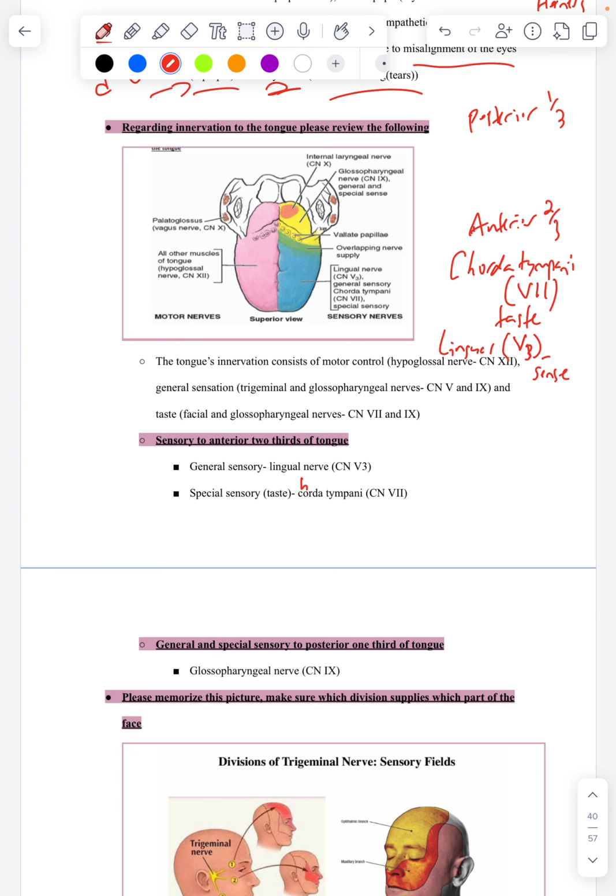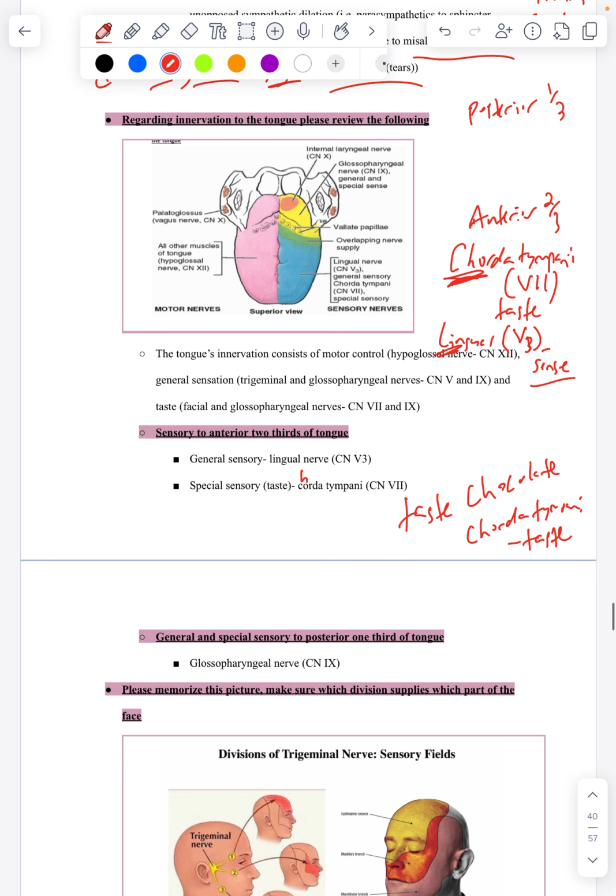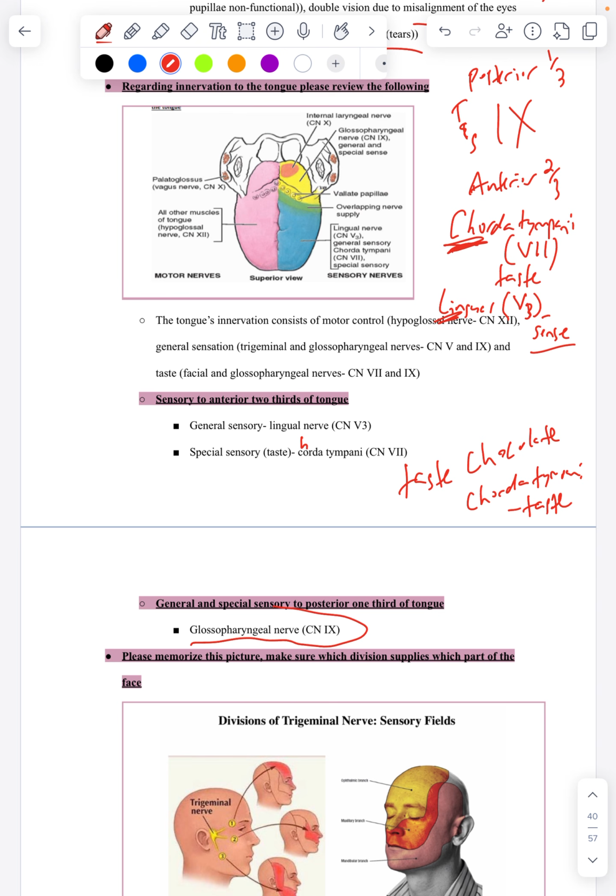The way you remember it is CHO, you taste chocolate. So chorda tympani is for taste. So the other one, which is lingual, is your sensation. And lingual, just remember, it has to do with tongue. For posterior 1/3, it's nice because both taste and sensation are glossopharyngeal. So that one's easy. But this is an important difference.